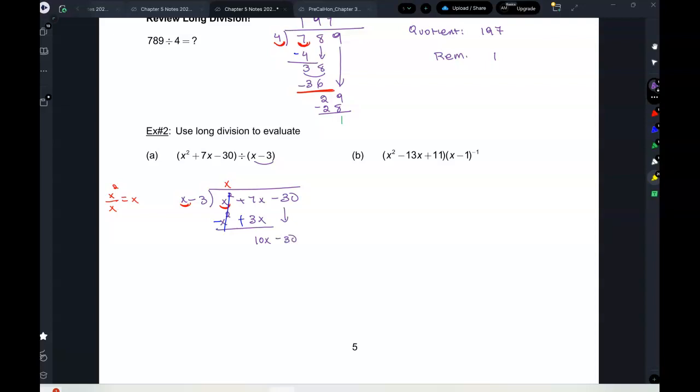Ella, you with me? Wait, where'd you get the 3x? Because whatever red number goes up here, you have to multiply by all of these. So x times x, x squared. X times negative 3, negative 3x.